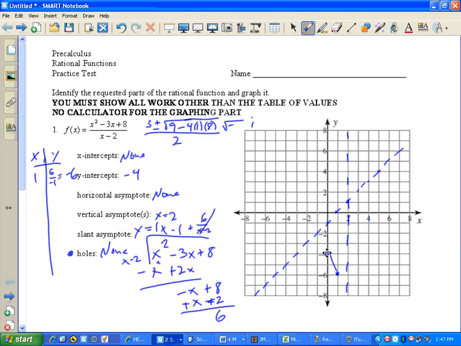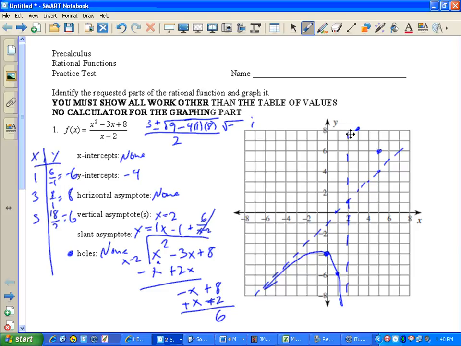Okay. I know as I go this way, I'm going to keep approaching that vertical asymptote. And as I come this way, I'm going to start approaching the slant asymptote. So that's what's happening left of my vertical asymptote. I need what's right of there. So I'm going to plug in 3, which gives me 9 minus 9, which is 0, plus 8 is 8, over 1, which is 8. And maybe I'll also plug in 5. So 25 minus 15, which is 10, plus 8 is 18, over 3, which is 6.